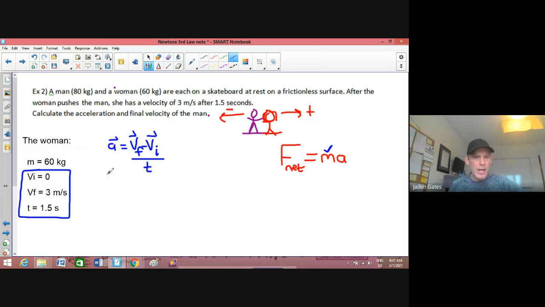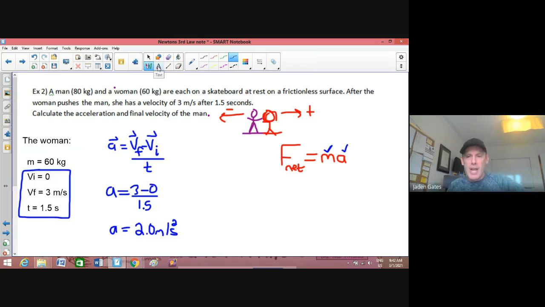And so I substitute in my values where I have my acceleration. Again, I'm going to say right is positive because of my diagram, but we're just looking for the magnitudes here. So vf is 3 minus 0, divided by 1.5. That is simply going to be 3 divided by 1.5, which is just 2 meters per second squared.